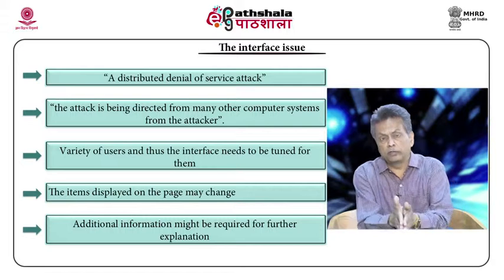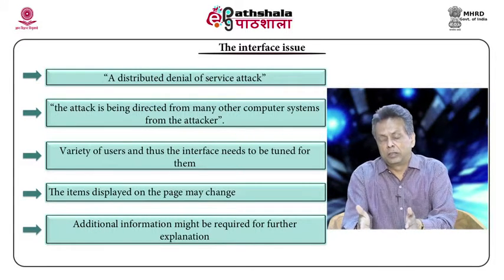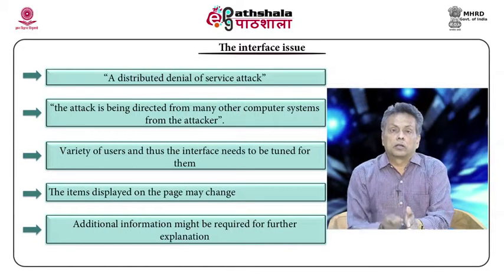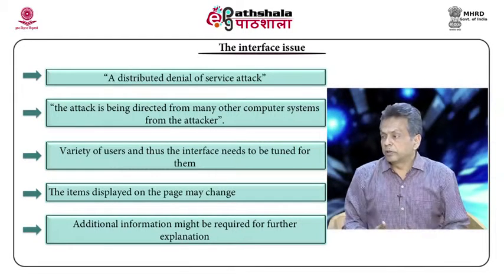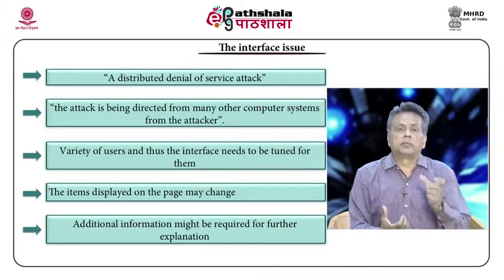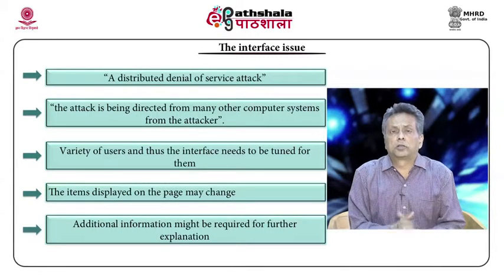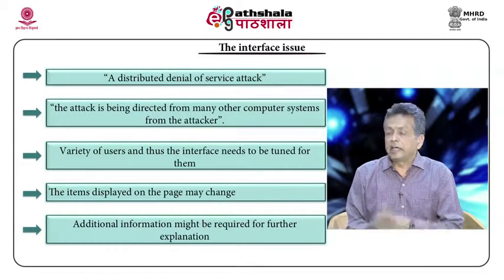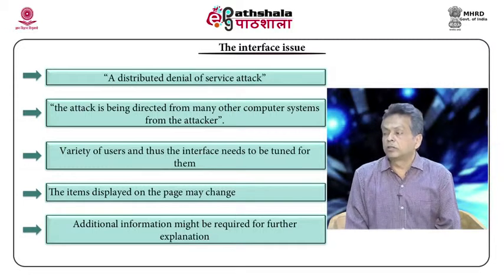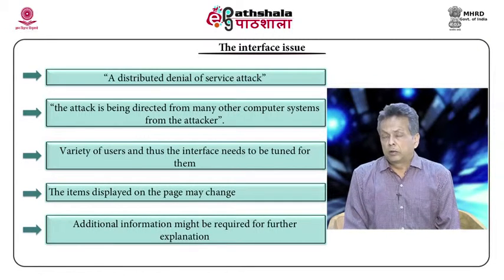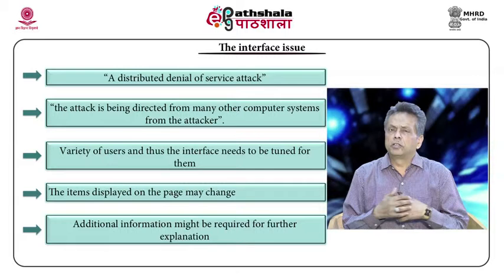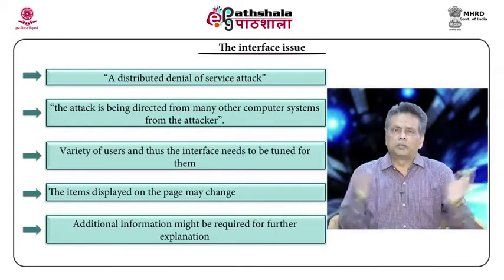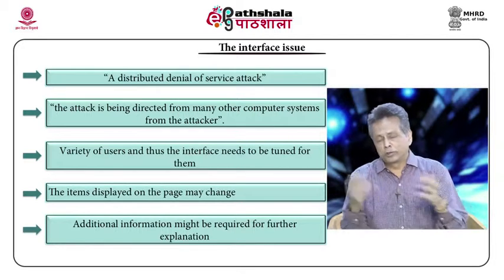Now, that also happens when you are talking about experts and learners. And here are two more examples. A distributed denial of service attack is something that is given to me, and I understand what a distributed denial of service attack is. But if it is given to a normal user, it would say something like this: the attack is being directed from many other computer systems to the attacker. Okay. There are a variety of users and the interface needs to suit them. And the items displayed on the page for a different user should change and so on and so forth.